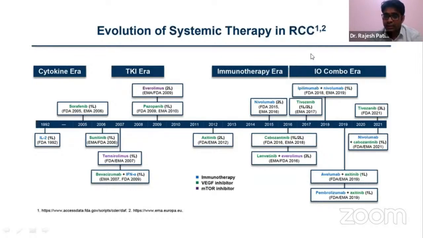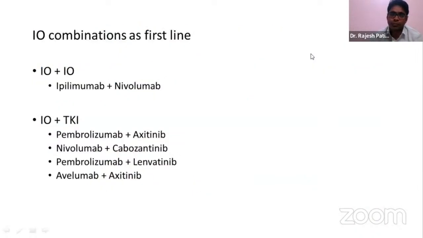Cabozantinib was approved in the first line for high risk and second line patients in 2016. Then we now have various approvals with immunotherapy with TKI, like avelumab with axitinib, pembrolizumab with axitinib, nivolumab with cabozantinib, and the IO combination, which is ipilimumab plus nivolumab, is approved in high risk renal cell carcinoma.